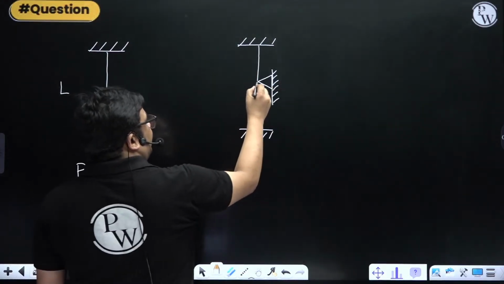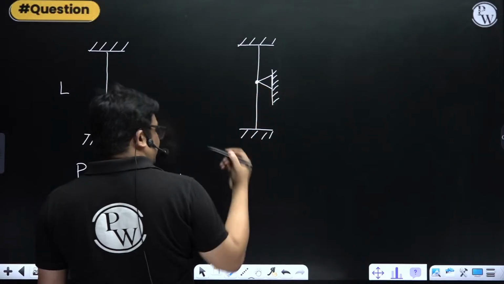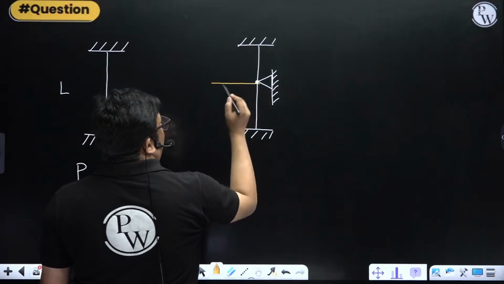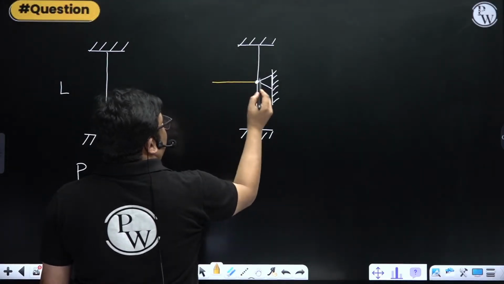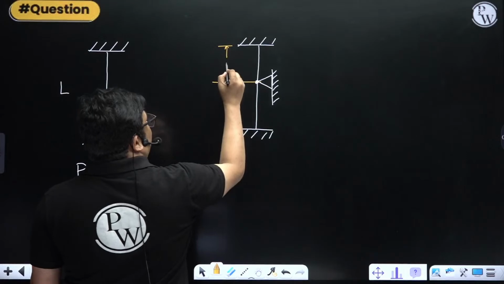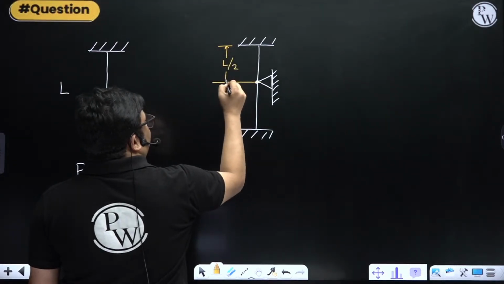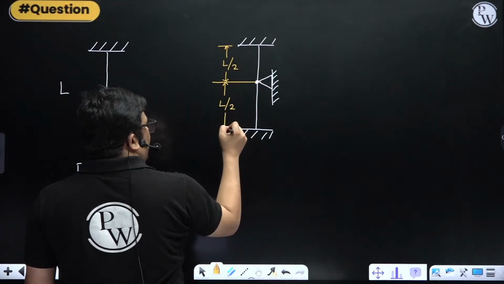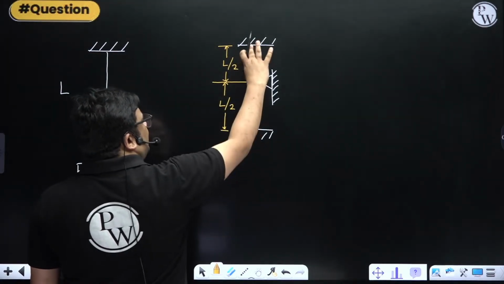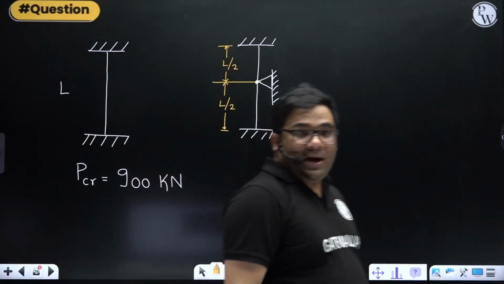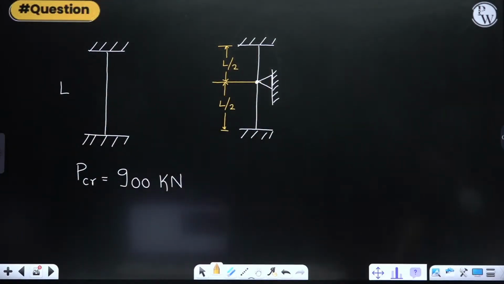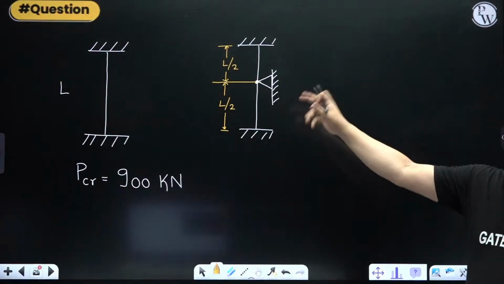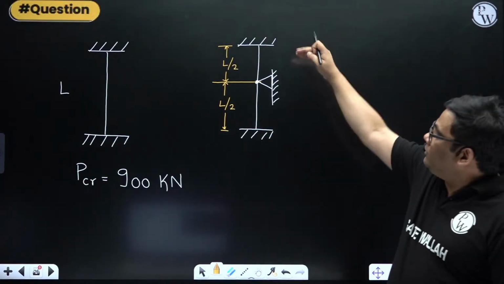So first of all, when I pin it at the mid height, it becomes 2 columns, right? 2 columns of length how much? L by 2 only. And now I have to find out the buckling load of any one of the columns. If I find out the buckling load of any one of the columns, that will do, because both are identical, right? One is fixed, one is pinned.